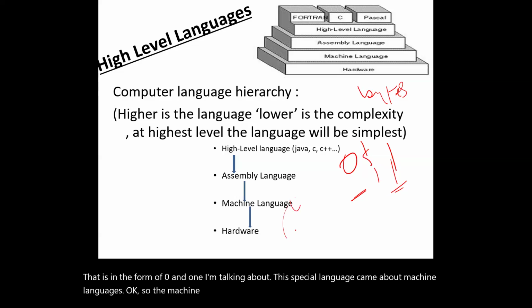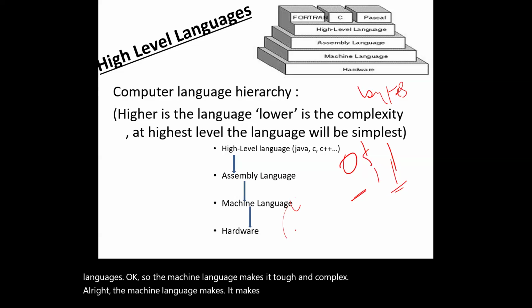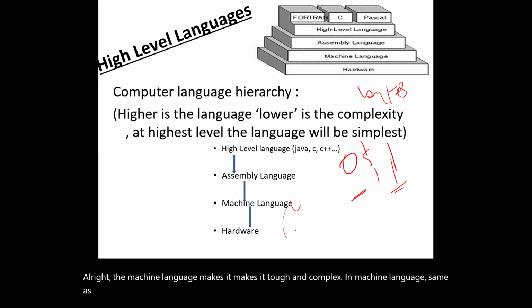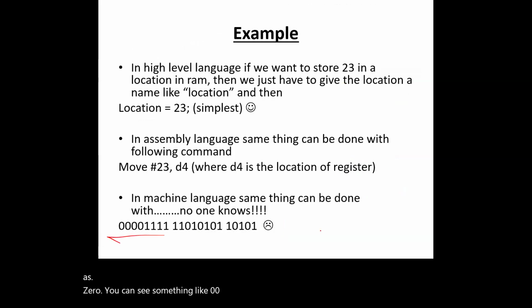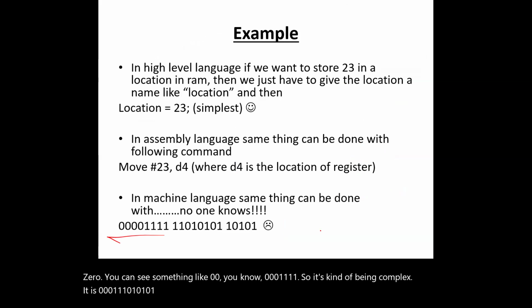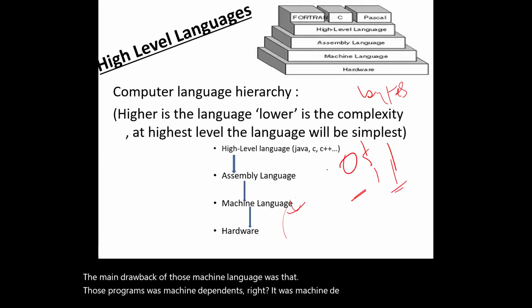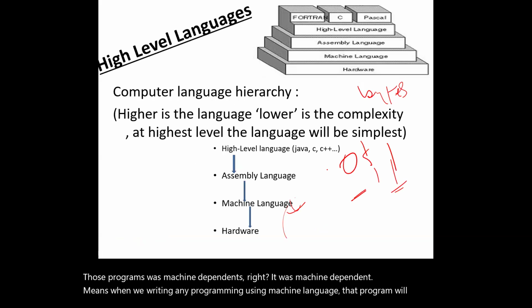Okay, so the machine language makes it tough and complex. In machine language, you can see something like 0, 0, 0, 0, 0, 1, 1, 1, 1, 0001111010101. So it's kind of complex. To write anything in this format was very complex to learn and complex to implement. The main drawback of machine language was that those programs were machine dependent, meaning when we write a program using machine language, that program will only be executed on that machine only.